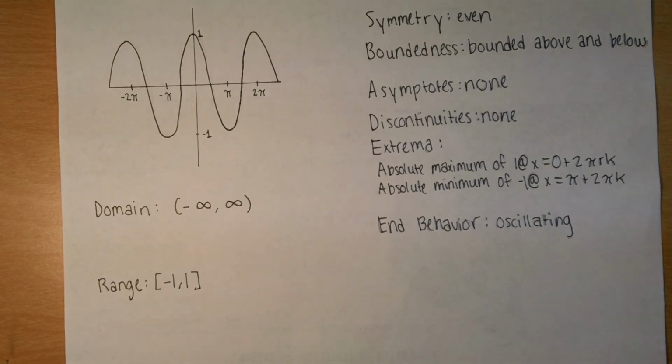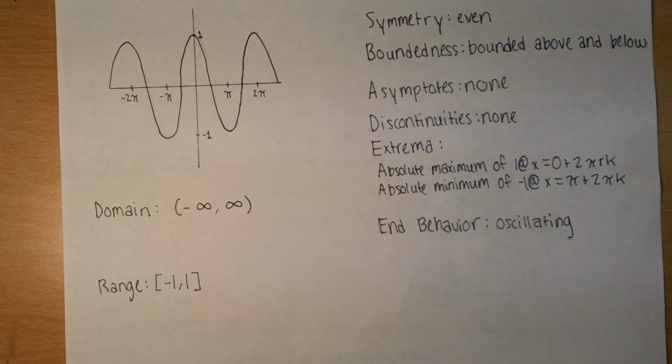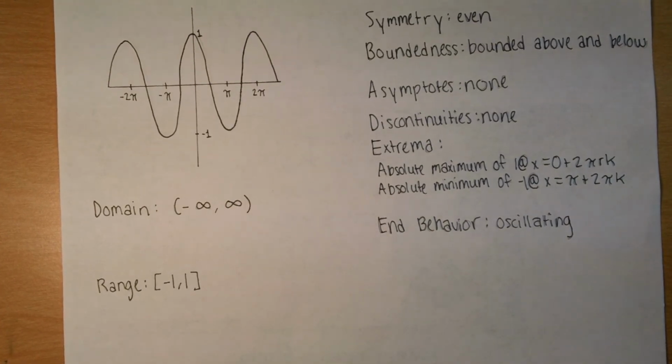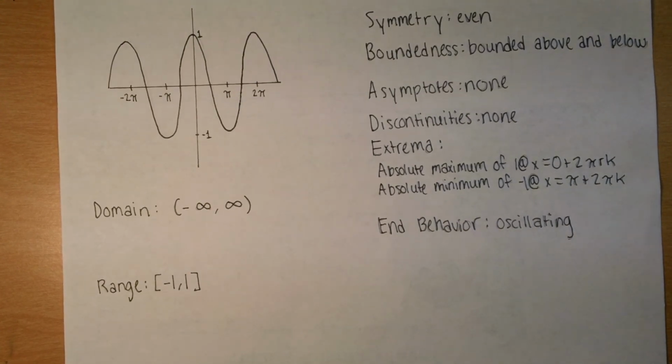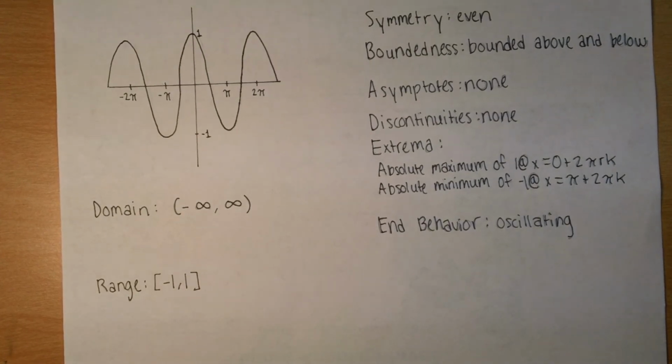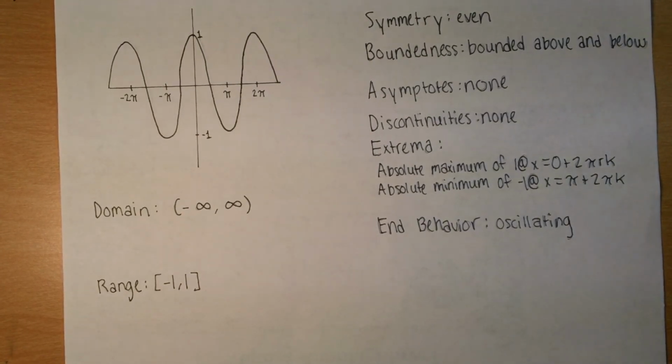The extrema are an absolute maximum of 1 at x equals 0 plus 2 pi k, and an absolute minimum of -1 at pi plus 2 pi k. This function is also, like the last, bounded above and below with oscillating end behavior. We don't need to know about the specifics of these two functions until later. We just need to be able to differentiate between the two.